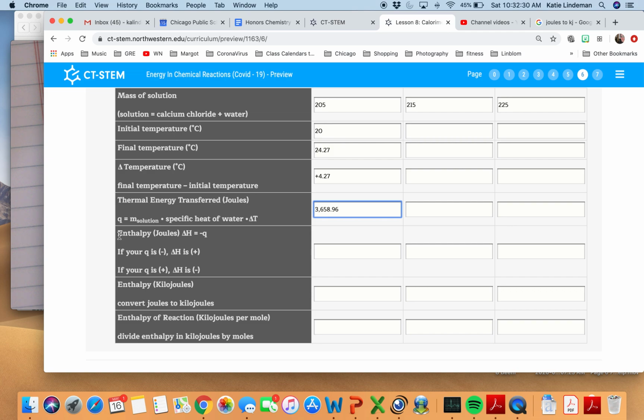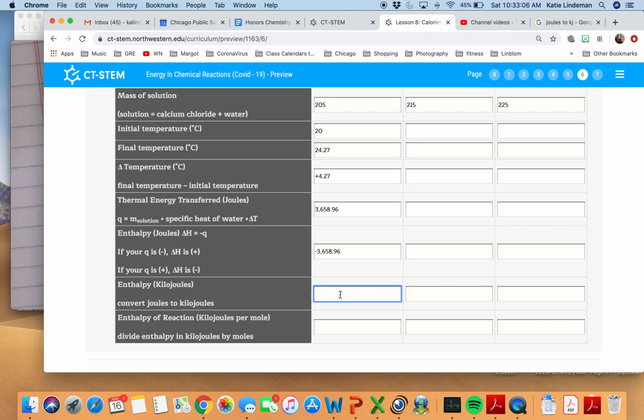Okay, my next question is asking me to fill out what is the change in enthalpy. Now, what this is saying is change in enthalpy is equal to negative Q. So all this means is that whatever number is here, we are going to type that there, and we're going to change the sign. So if your Q value was positive, your delta H value becomes negative. So ours is going to become negative. If your Q value was negative, your delta H is going to become positive, okay?